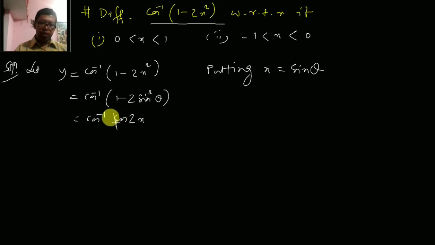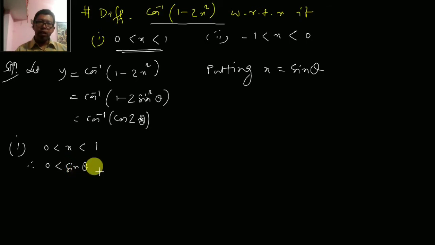So according to the formula, what will you write for cos inverse of cos 2 theta? You will write only 2 theta, isn't it? But before that, you have to study the domain. What is your domain? This is the first case. The domain is 0 less than x less than 1. That means 0 less than sin theta less than 1, since x is substituted by sin theta, so 0 less than theta less than pi upon 2.